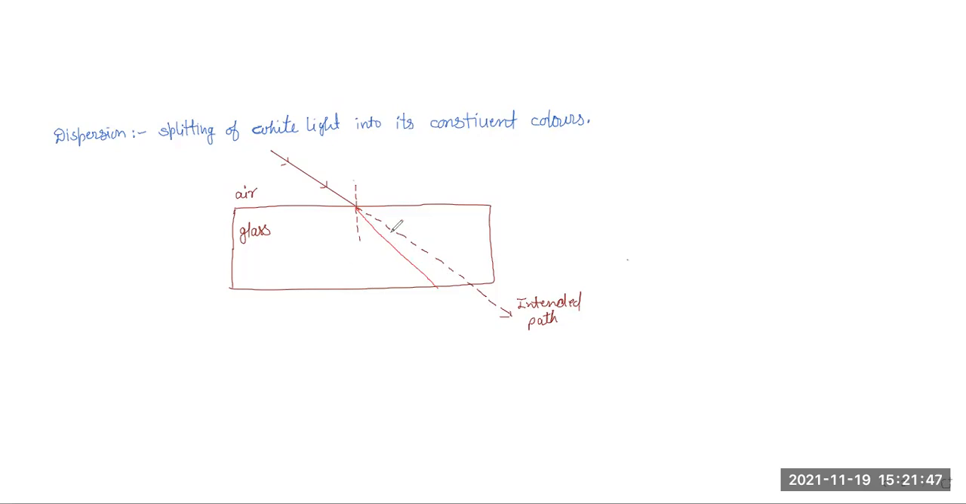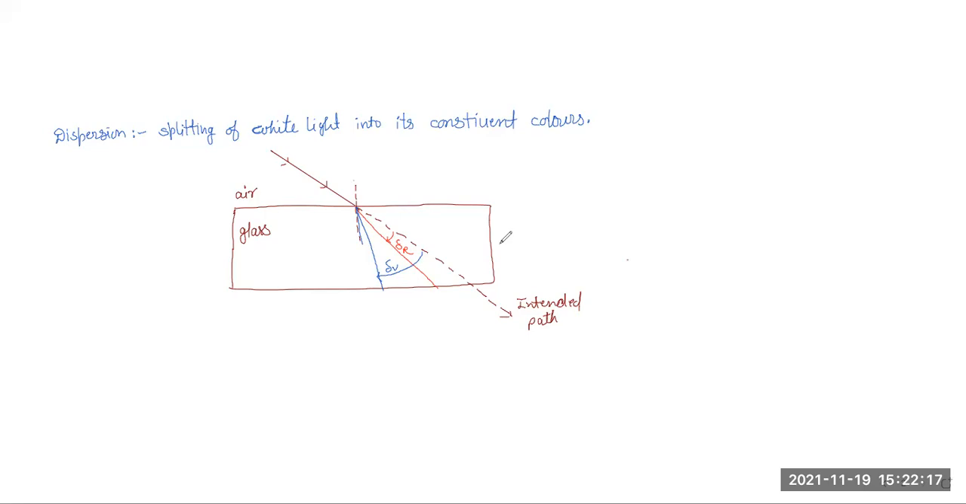We can say that this is a deviation delta R for the color red. Similarly, we have our extreme color violet, which will show a deviation, as an example, like this, from its intended path. See the deviation shown by violet color. This is treated as delta V.